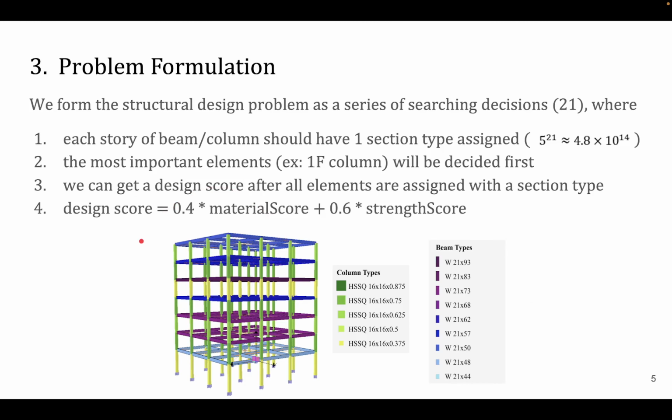So we form the structural design problem as a series of searching decisions, where for simplicity, we design the sections at story level, which means the columns and beams on the same floor will have the same section, like this figure shows. Totally, there are 5 sections for columns and 9 for beams. So in this problem, each floor of beams and columns should have one section type assigned, and the most important element, like the first floor column, will be decided first. Then after all of the elements are assigned a section, we can get the design score, where the score will be based on the material usage and the structure's strength.